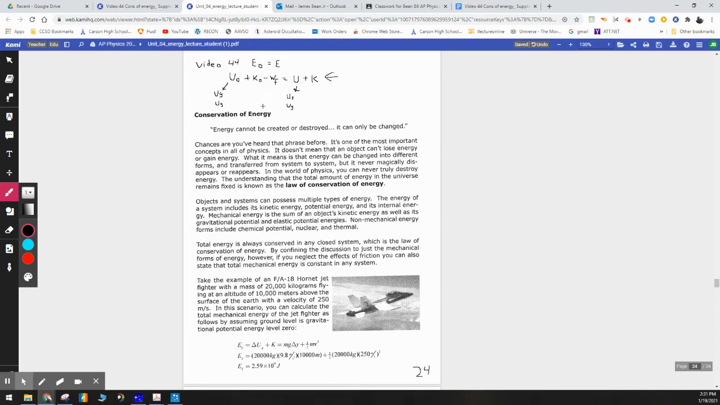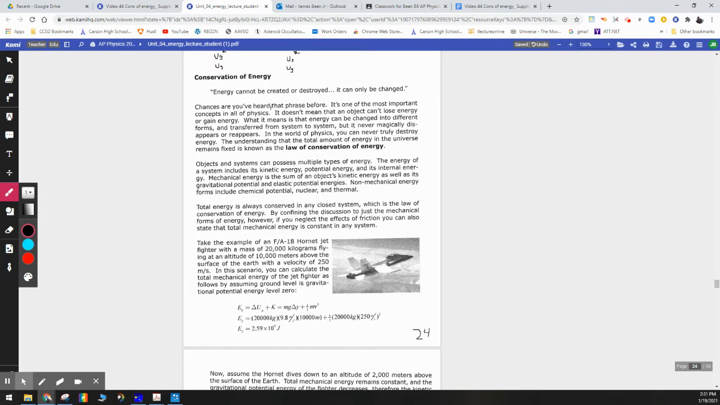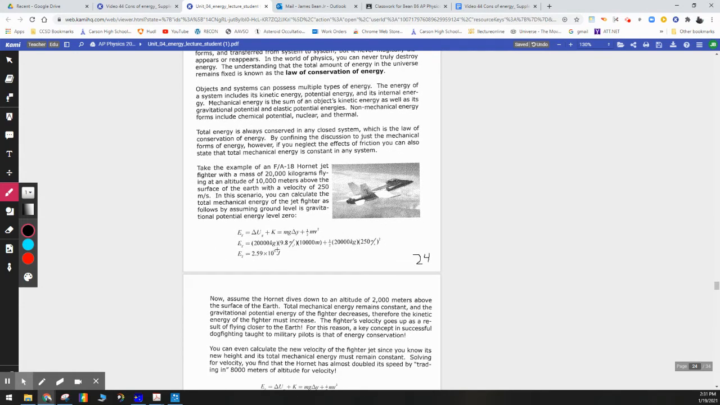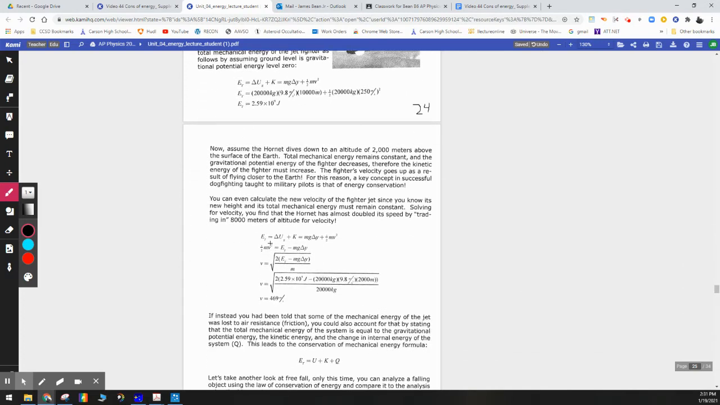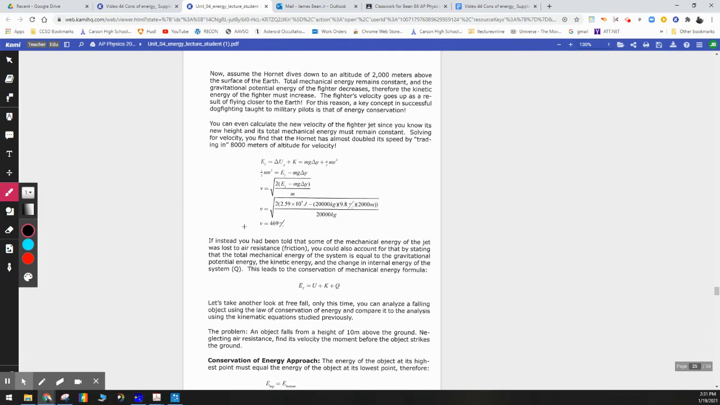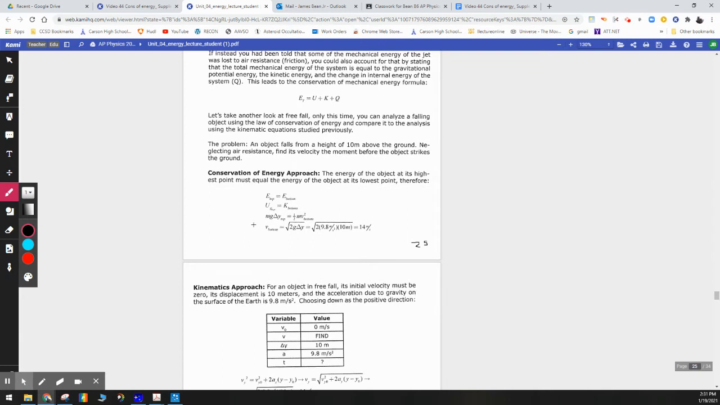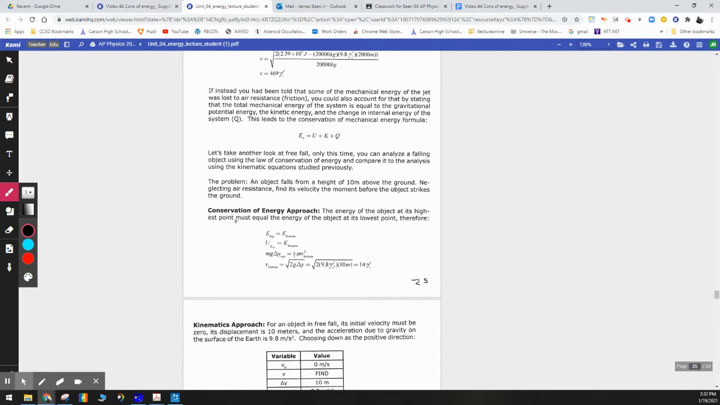As we go through this, take some time to read through this and look at the worked out example that they have here. Here's another worked out example, and some more material about conservation of energy. Now look at this problem right here. There are two ways to do this problem. We can do it through conservation of energy, or you can also do it through kinematics.